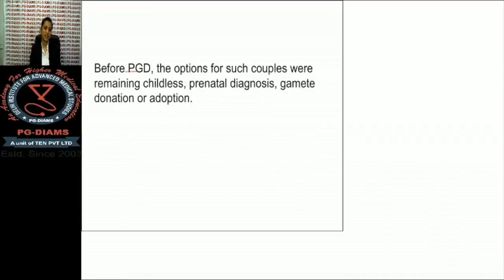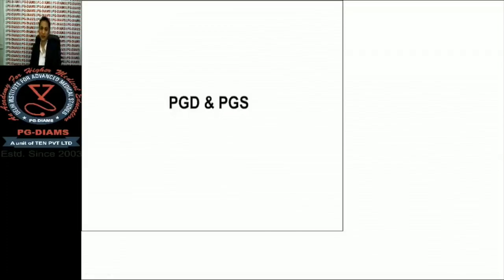So before PGD, the only option such couples with genetic abnormalities had was prenatal genetic diagnosis, or they could undergo oocyte or sperm donation and adoption. Now with this, you have the option of implanting the healthiest embryo, the embryo which does not have the genetic abnormality.